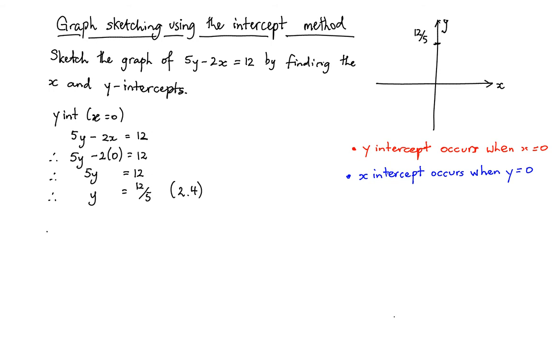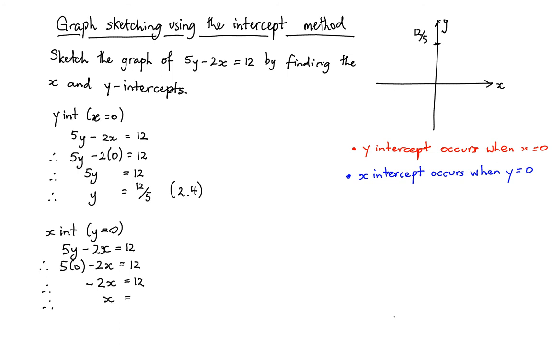Now we're going to do a similar thing. This time we're going to find the x-intercept. And as has been pointed out already, the x-intercept occurs when y equals 0. So we rewrite our equation, but this time we'll replace the value of y with 0 in order to determine what value x has at that point. Again, that term now drops out because 5 times 0 is 0, and it just leaves us with negative 2x equals 12.